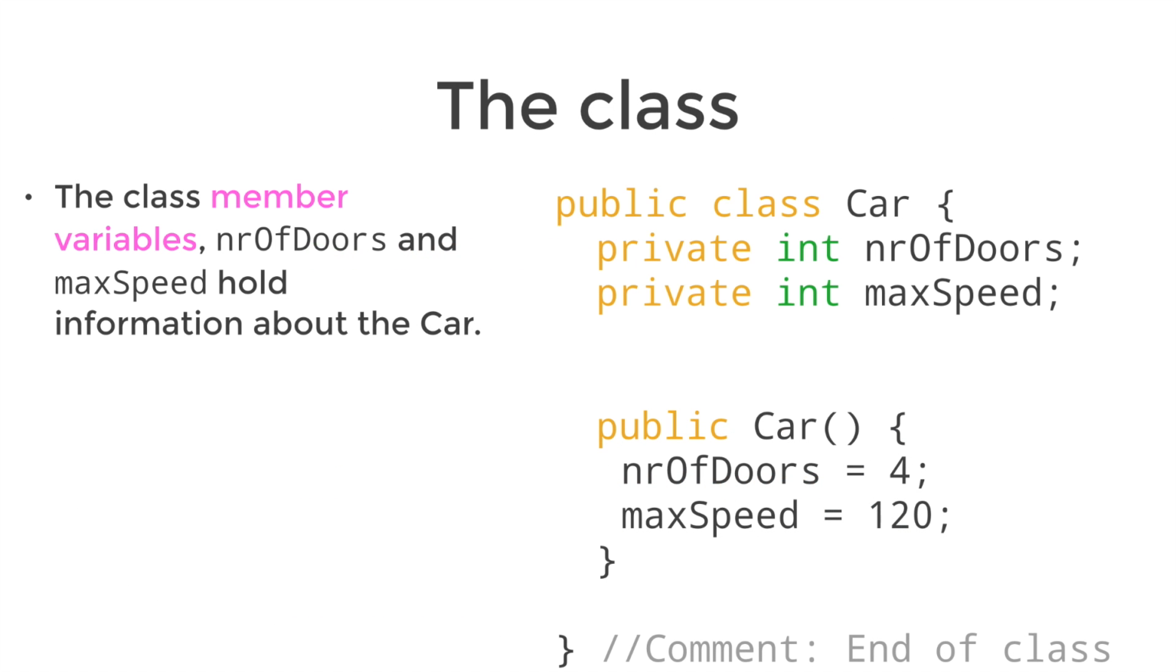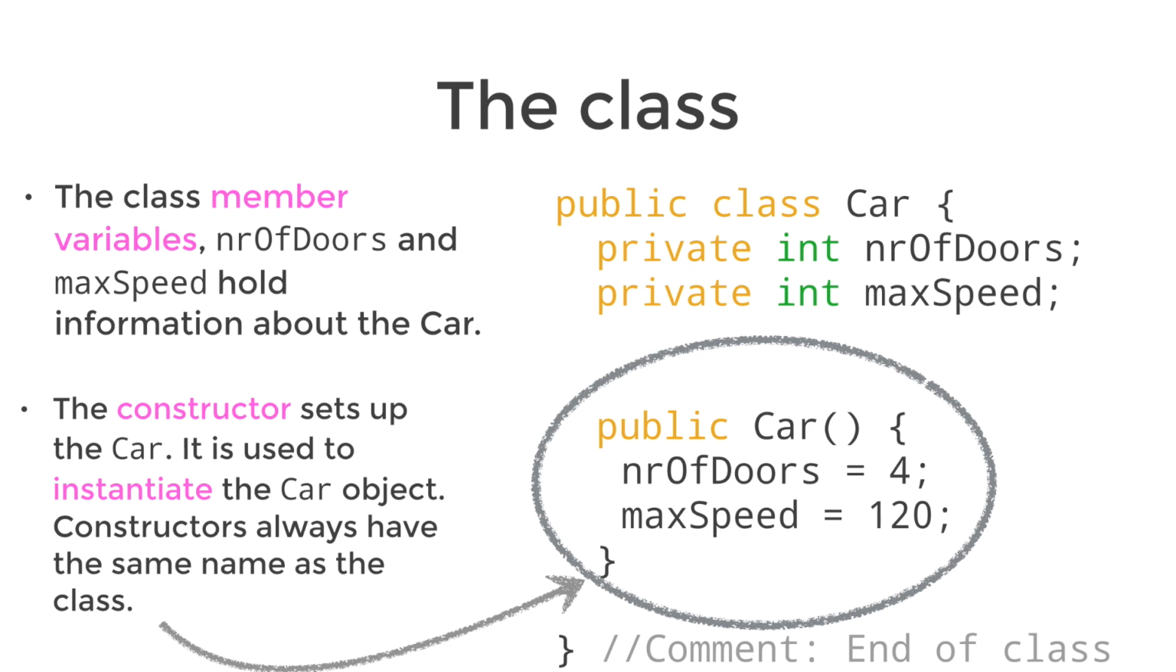Let's delve into the Car class. The first line reads public class Car. So here we're declaring the class. Then it reads private int numberOfDoors, private int maxSpeed. These are the variables that are inside the Car class, and because they're inside of the Car class, they're called member variables, and they hold information about the car. And down below, we've got the constructor. This is what is called when we're creating a new car object from the blueprint, from the class. In this case, we're assigning the value 4 to numberOfDoors, and we're assigning the value 120 to the member variable maxSpeed.